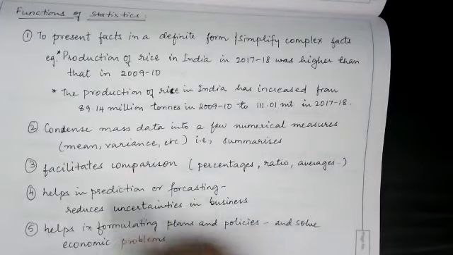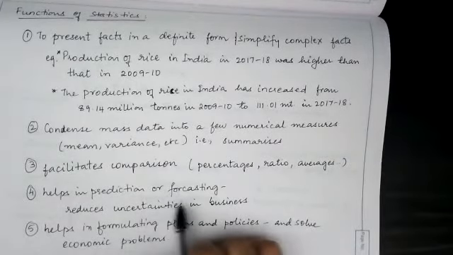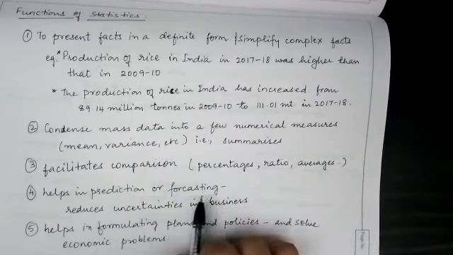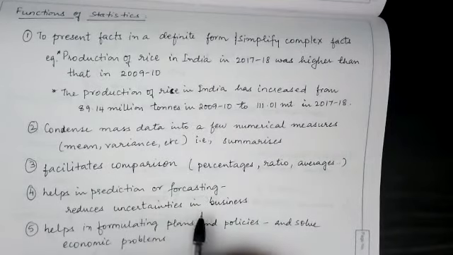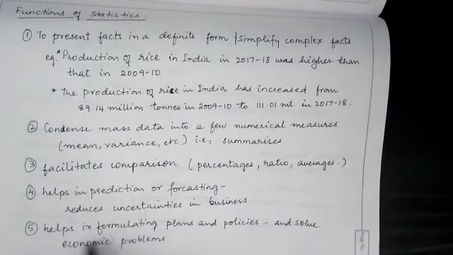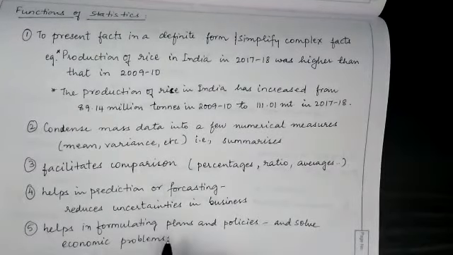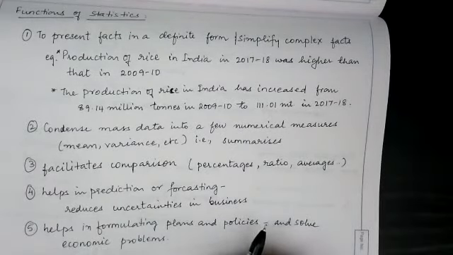Then the fourth one is that it helps in prediction or forecasting. This reduces the uncertainties in business. Then we have the fifth one, that it helps in formulating plans and policies and solving economic problems. Statistical methods are extremely useful in formulating and testing hypotheses and solving economic problems.